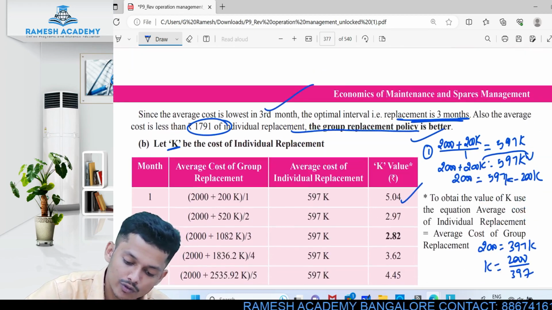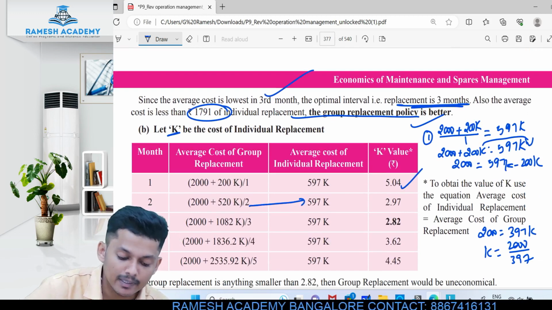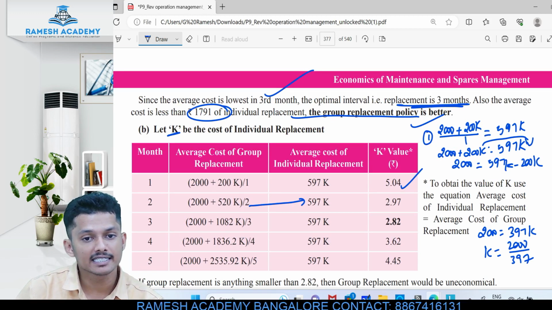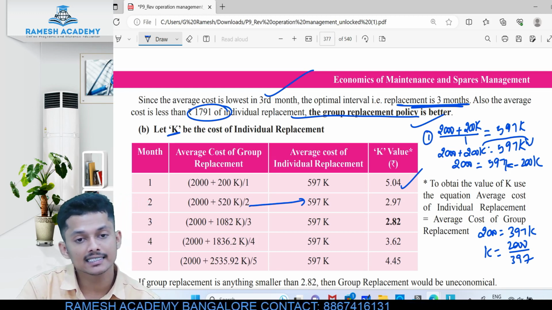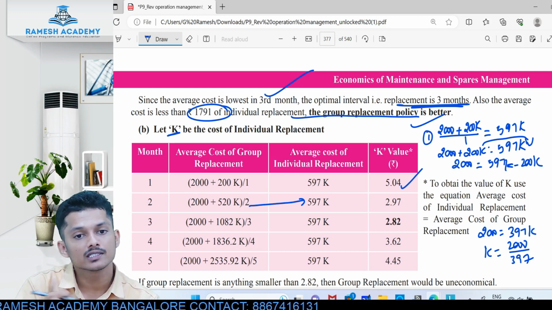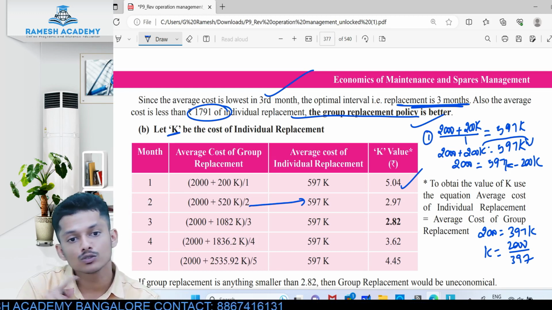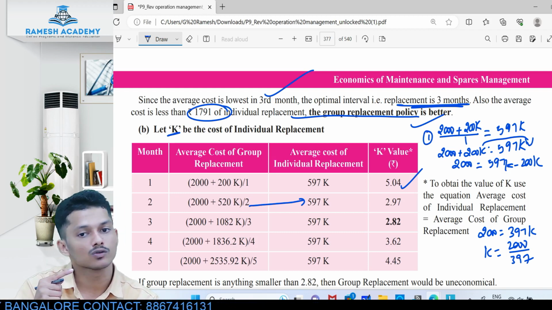In the same way, next, here it is 2, they give 2 in the denominator. 2 comes here, it will multiply, that means 2000 plus 520k is equal to 597 into 2, because on the LHS side it is a denominator, if it goes to the RHS it will multiply. Okay, then see, 520 you send that side, you subtract it from that value, then you divide with 2000, you will get this.